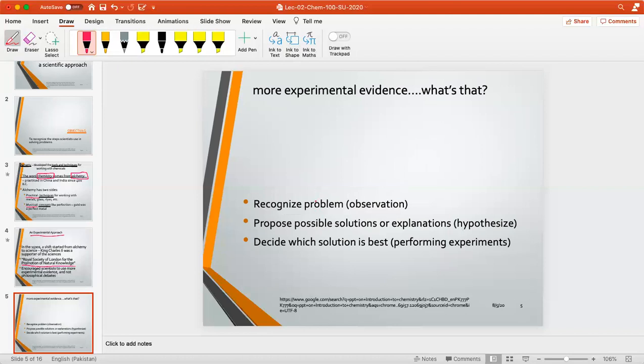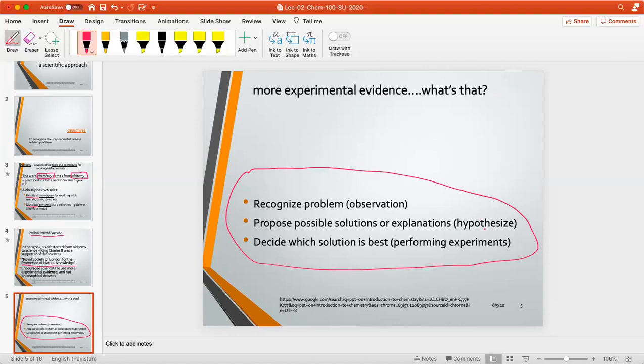Next, more experimental evidence. What's that? They need some more experimental evidences, for science always needs experimental evidences. So there are three ways. If you see these three ways, the whole scientific method is explained. Number one is the observation. Number two is hypothesize, and number three is performing experiment. It means that there are three major steps for the scientific method.